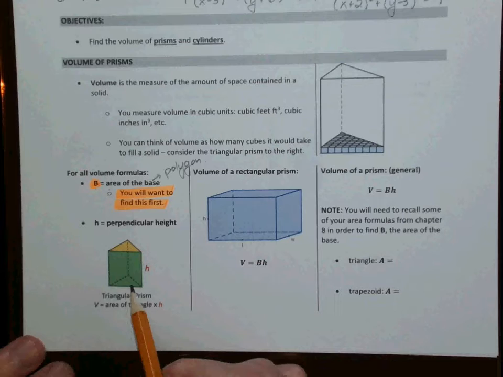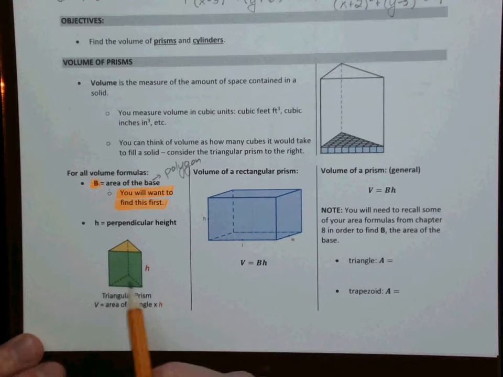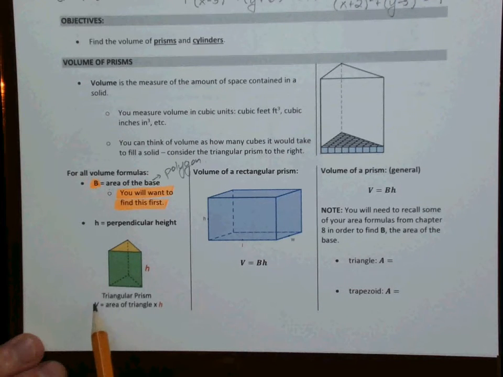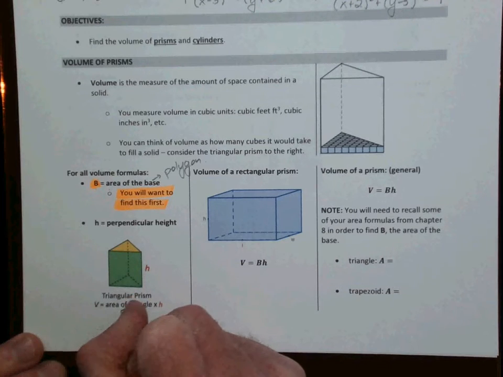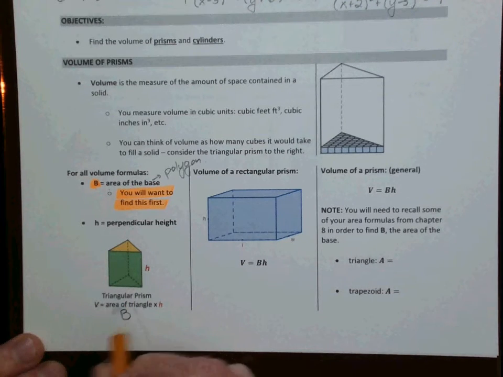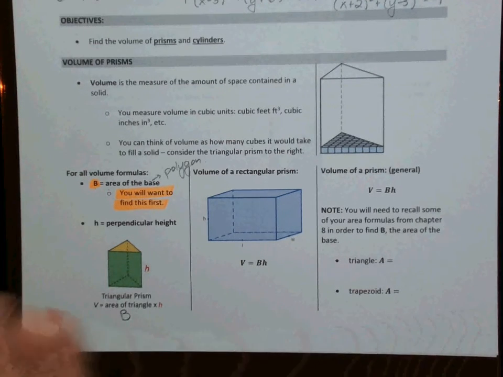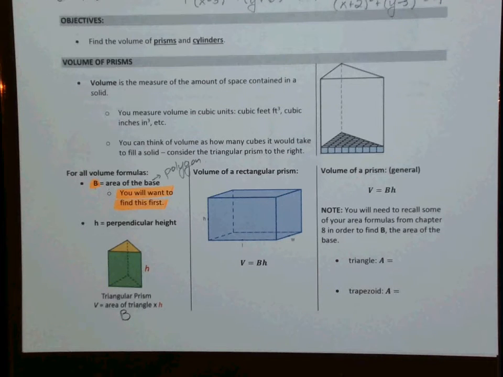Here's a triangular prism. If you want to find the volume of this, and we'll see the formula in a moment, the volume is equal to the area of the triangle, which is capital B since the base is a triangle, times the height, the h. So h is the perpendicular height. Due to distance learning, we're not going to do the oblique or slanted prisms or cylinders, but those exist and you see those.